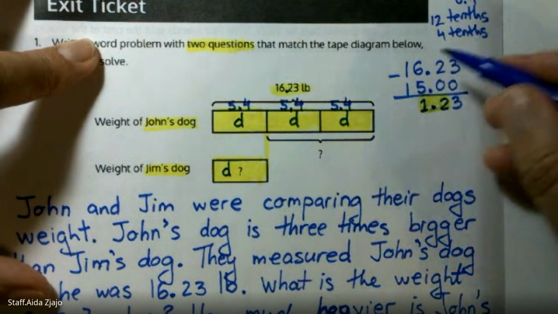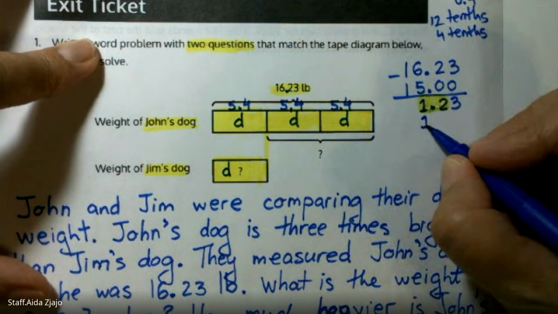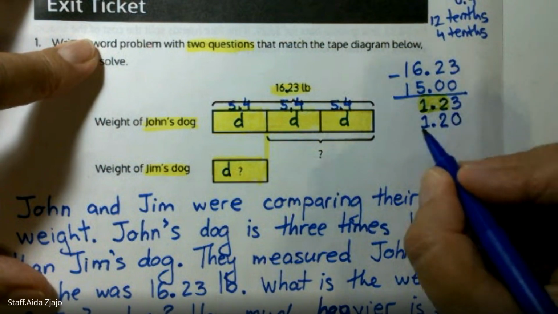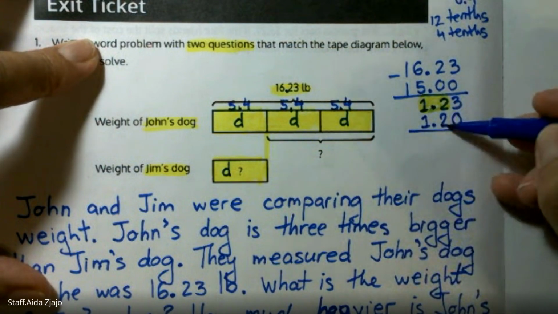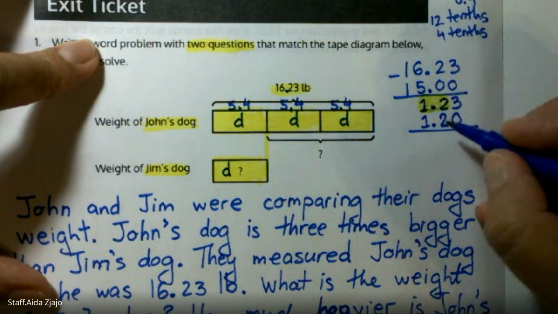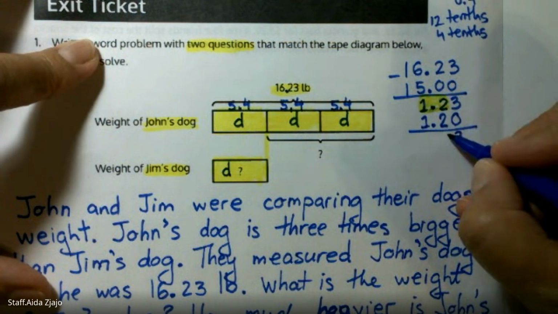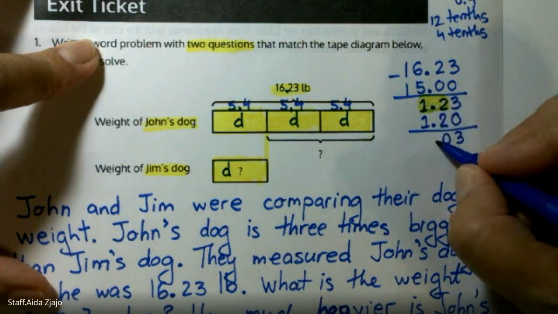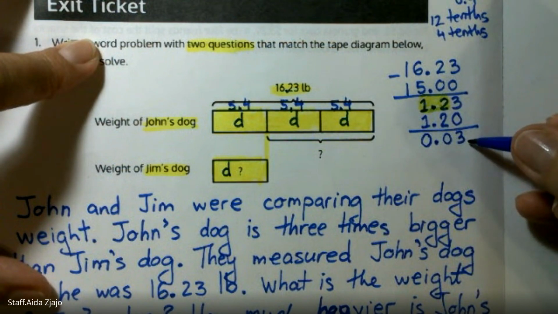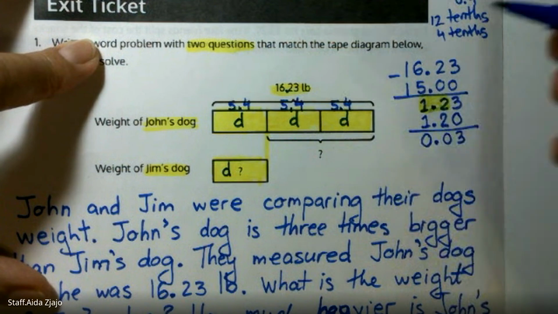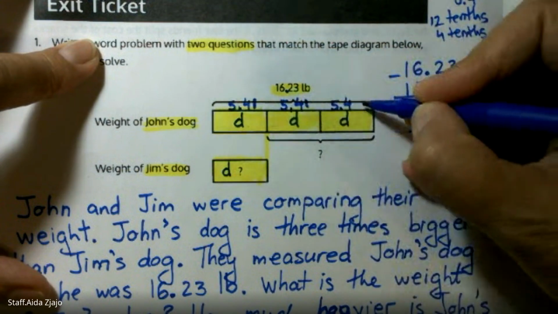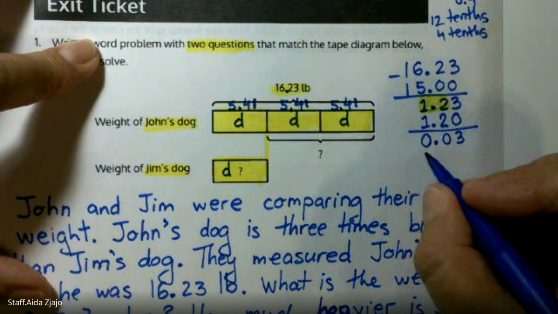So 3 times 4 is 12. I'm sharing 1 pound and 2 tenths, so I shared 1.2, that's 12 tenths. Now I have only 3 hundredths left, and I have 3 groups. So each will get 1 hundredth. Here is 1 hundredth, 1 hundredth, 1 hundredth. So each will get 1 hundredth.